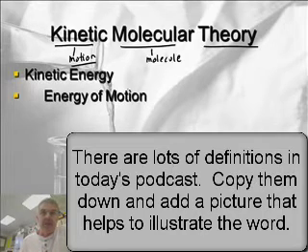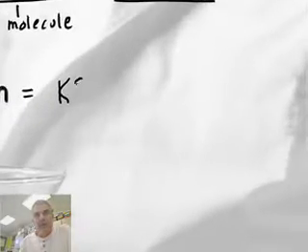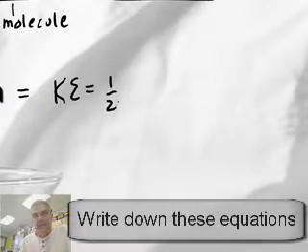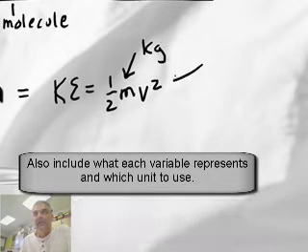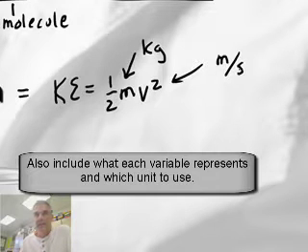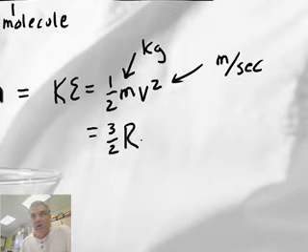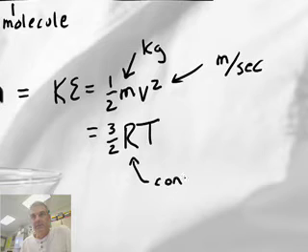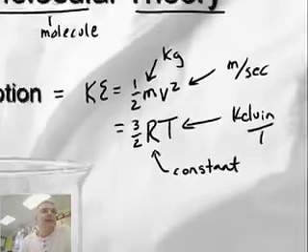As things move, they have energy, and there's actually an equation for the energy of motion. Kinetic energy is equal to 1/2 times the mass of the object times the velocity squared, where mass is measured in kilograms and velocity is measured in meters per second. There's also another equation we'll learn. It's also 3/2 times R times T, where R is a constant and T is the Kelvin temperature. And we'll get into that a little bit later.